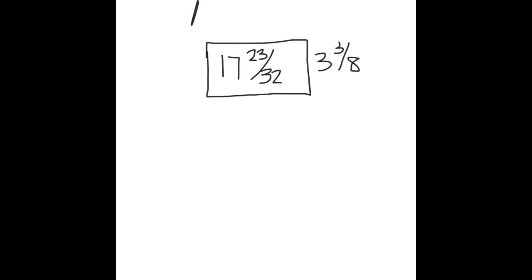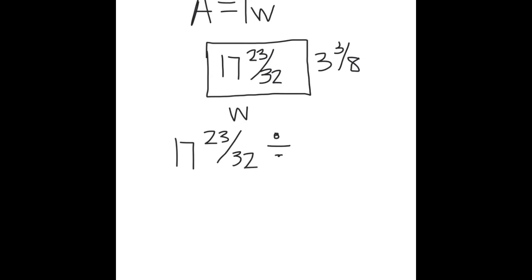Because remember that area of a rectangle is length times width. Well, if I know the area and I know one of the sides, I can just divide. So that's really what you have. You have 17 and 23/32 divided by the side length, 3 and 3/8. So we're going to have to do the same thing that we did in the last example. We are going to have to turn both of these mixed numbers into improper fractions.